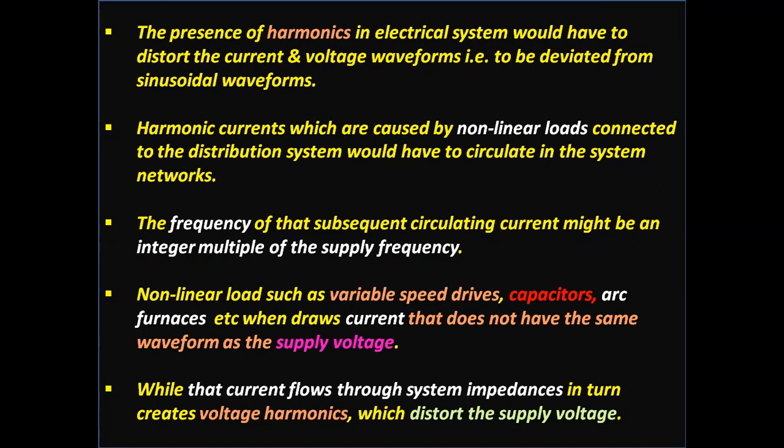Nonlinear loads such as variable speed drives, capacitors, arc furnaces, etc., draw current that does not have the same waveform as the supply voltage. While that current flows through the system impedances, it in turn creates voltage harmonics which distort the supply voltage.